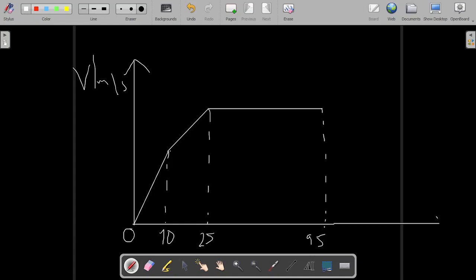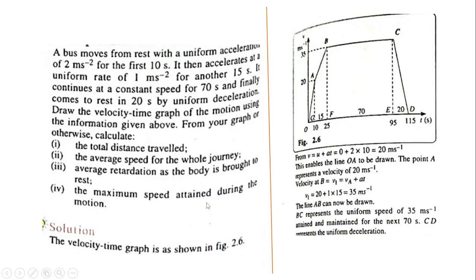Now draw the velocity time graph of the motion using the information given above. From your graph or otherwise, calculate the total distance traveled. So now let's label our diagram well. Based on the information given here, a bus moves from west with a uniform acceleration of 2 meters per second square. So now let's include that here. For 10 seconds, which is the first one here, we have 2 meters per second square.